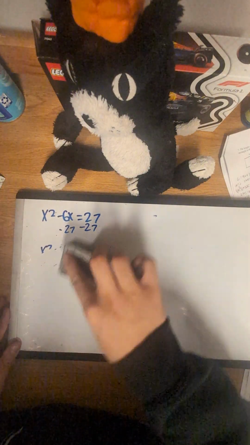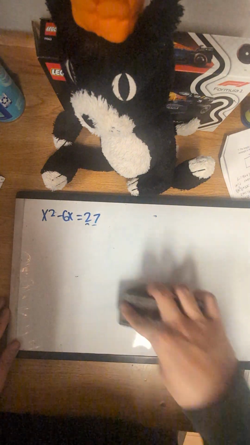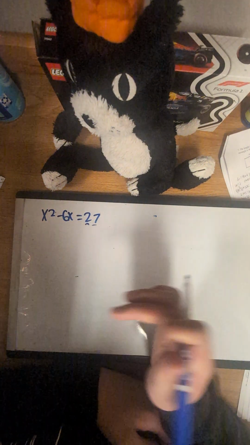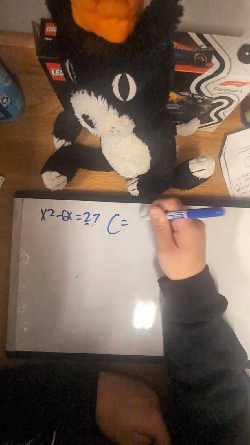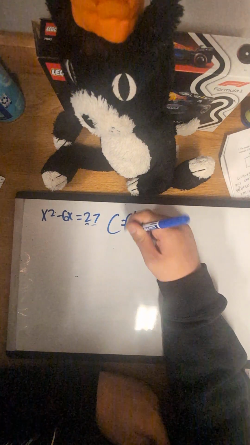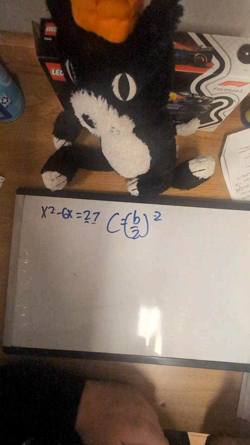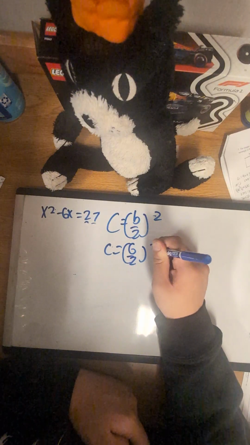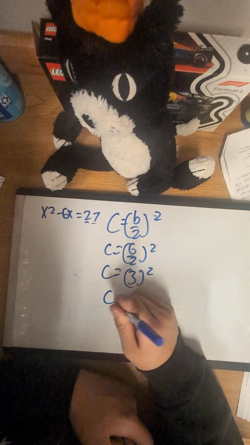Now, what is new is the completing the square method. So, we're going to go ahead and complete the square. First, we're going to find our magic number, or our C in this case. And C equals b over 2 squared. Our b in this case is our 6. So, C should be 6 over 2 squared, or 3 squared. So, C equals 9.